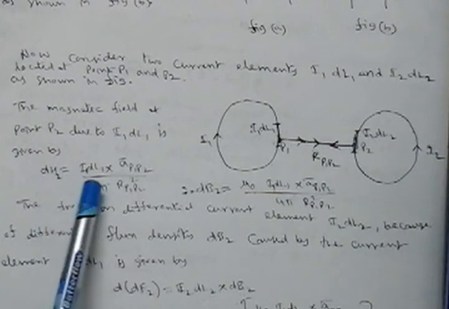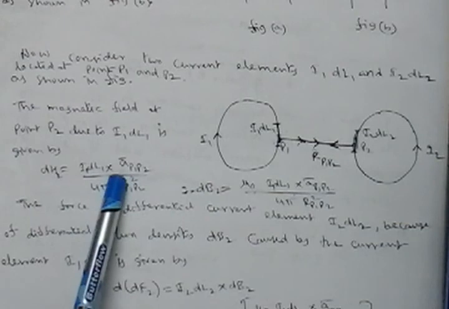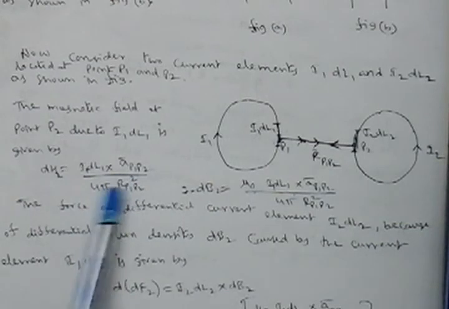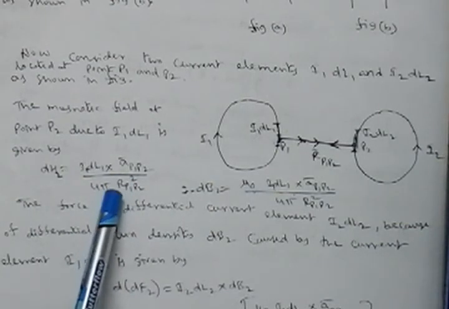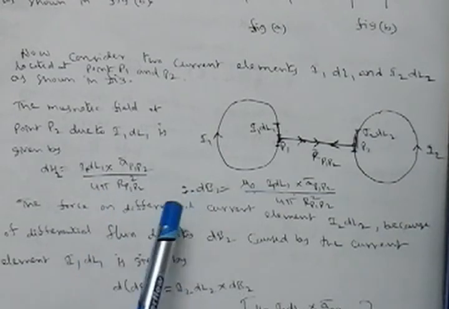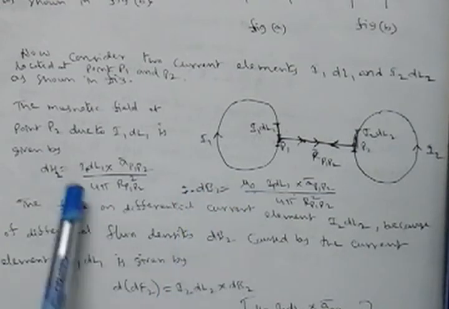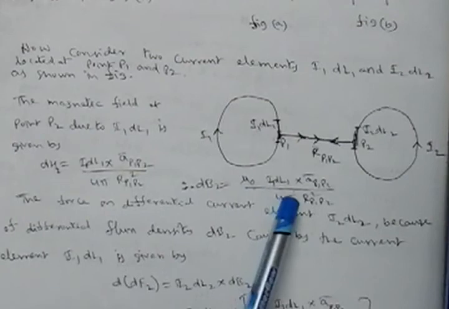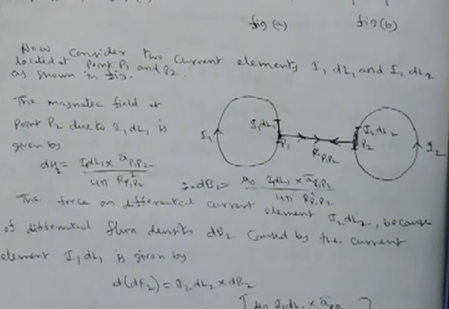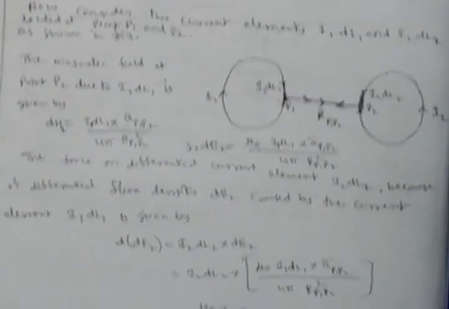dH2 is equal to I dl1 cross the unit vector a_r1r2, divided by 4 pi R squared, where R squared is the distance between P1 and P2. But we know B is equal to mu into H, so the same thing, dH will be substituted here. That is the dB2 expression, the magnetic flux density at point P2.